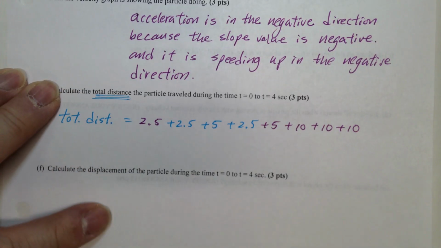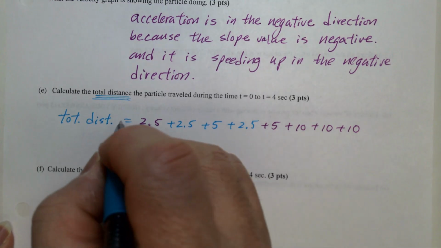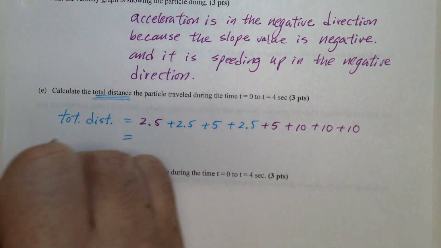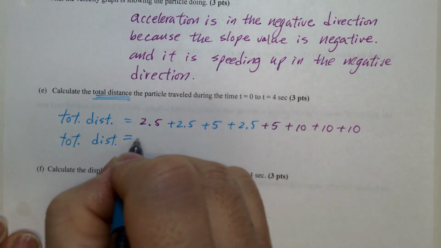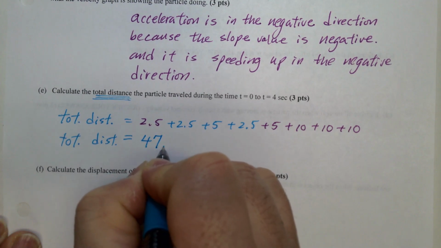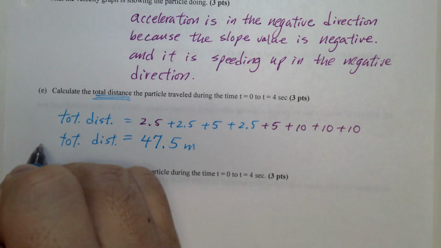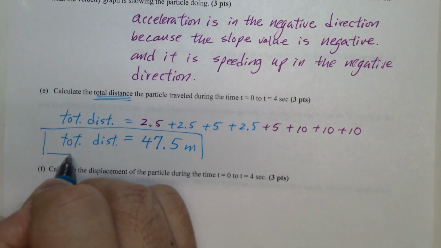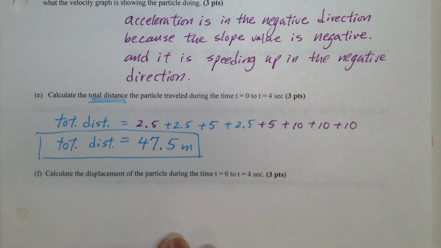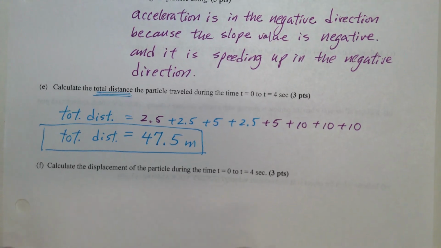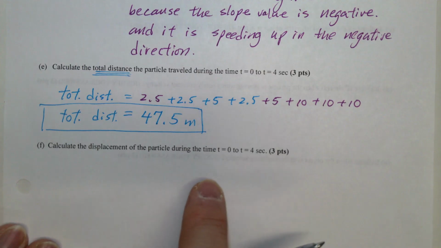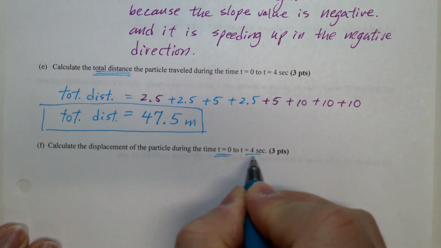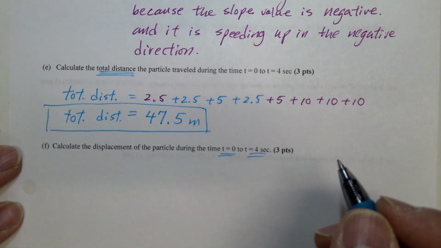And hopefully if you use your calculator, your total distance comes out to 47.5 meters. That's the total distance. And then for part F, calculate the displacement of the particle during 0 to 4 seconds. Right? 0 to 4 seconds.